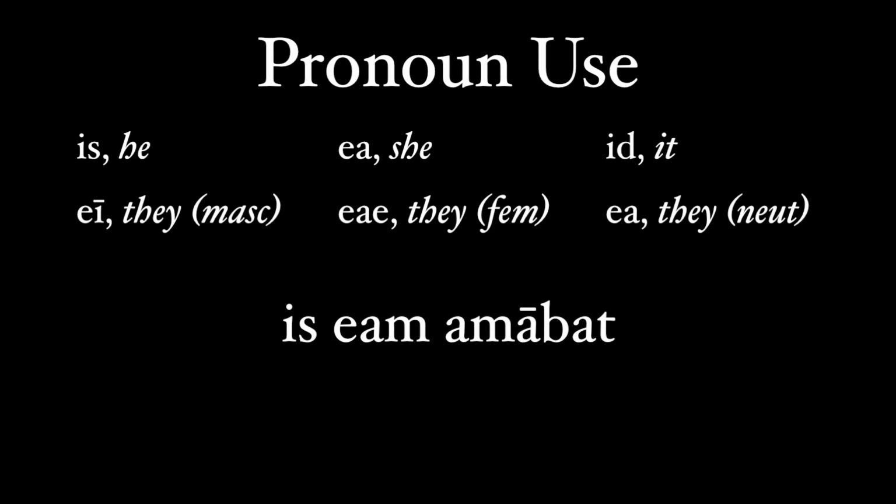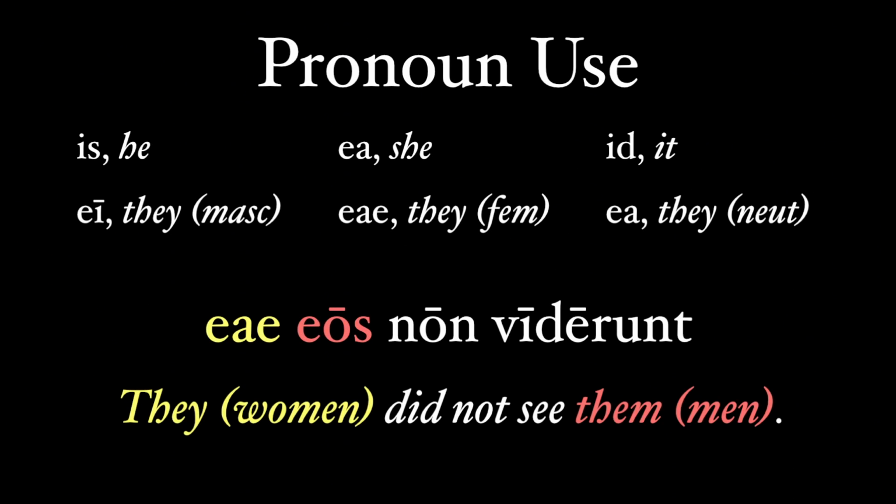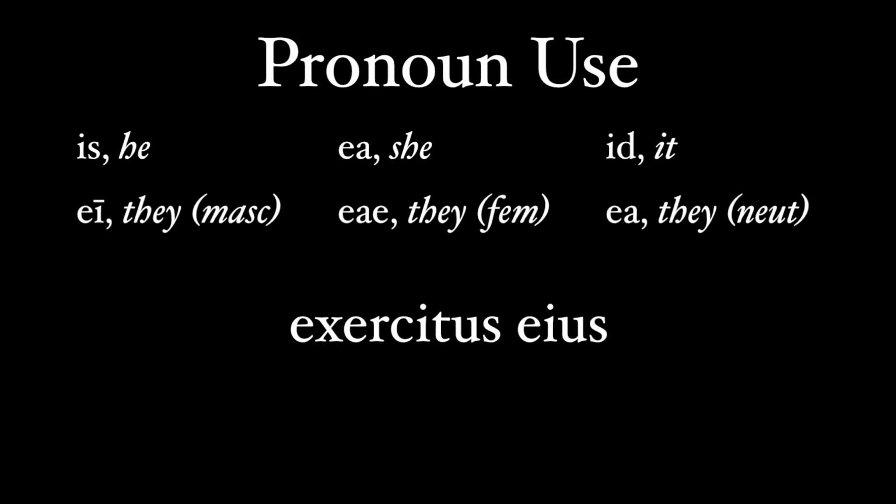Is eam amabat. He used to love her. Eae eos non viderunt. They, women, did not see them, men. Exercitus eius, his army. Well, literally the army of him, but we really should do this like we do it in English and say his, assuming eius is masculine, of course. I guess if we're talking about Boudica or Cleopatra, the eius would be feminine and mean her.